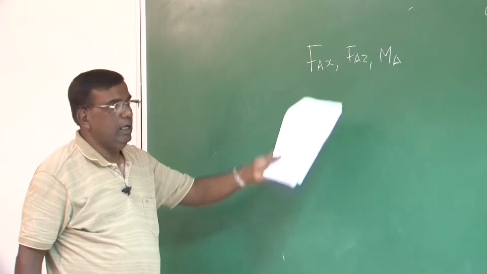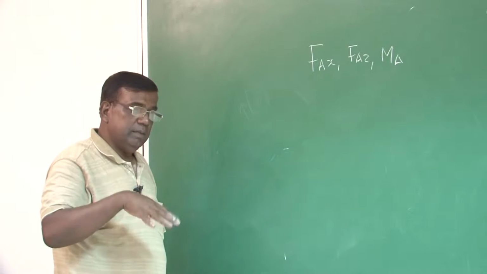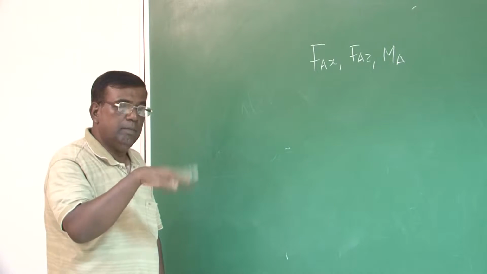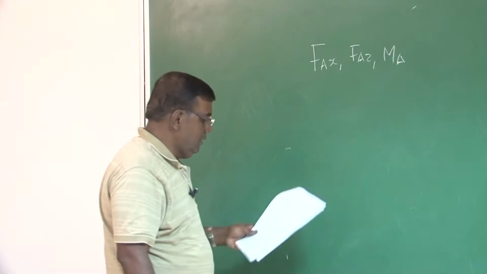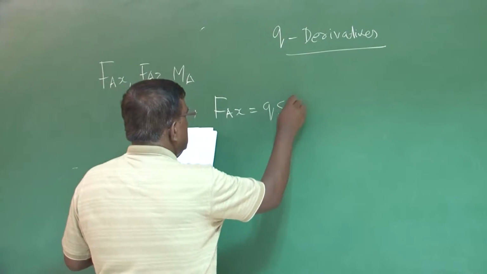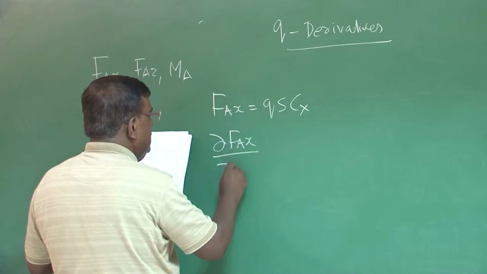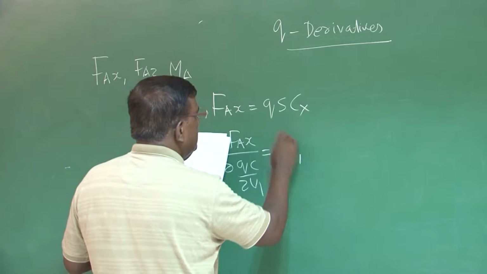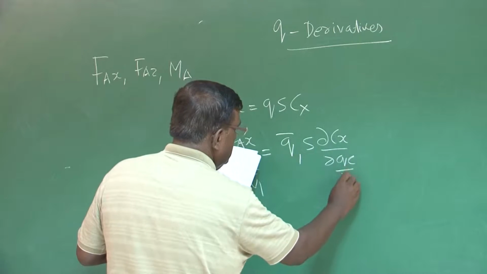And we are doing this to find out the perturbed forces when the aircraft is perturbed in the longitudinal mode, that is, either this or pitching motion. That is why FAX, FAZ and MA are being considered. So, I can easily write FAX is equal to Q bar S CX. So, dFAX by d(QC/2U1) will be equal to Q1 bar S dCX by d(QC/2U1).